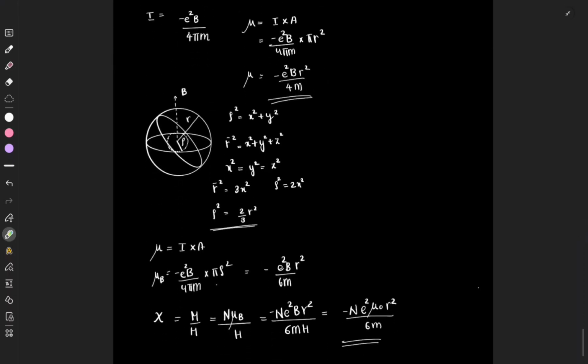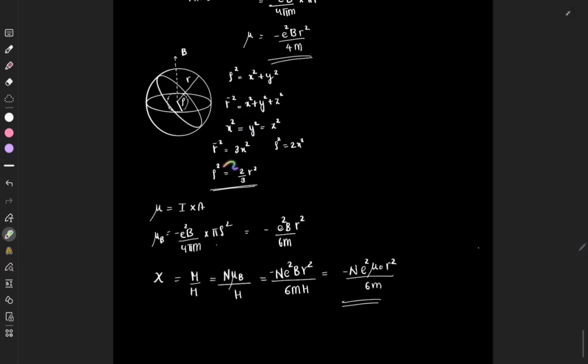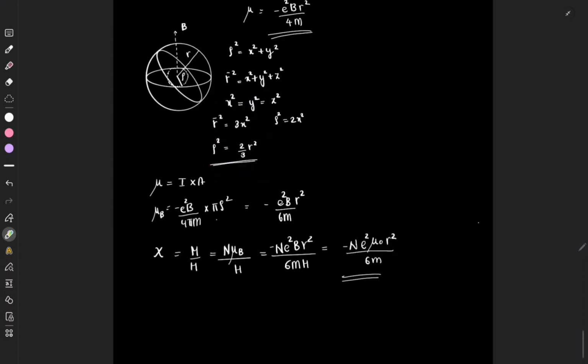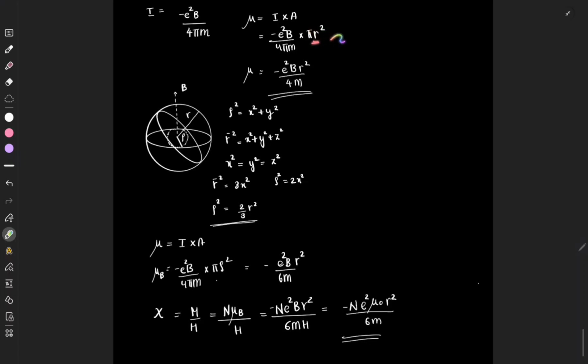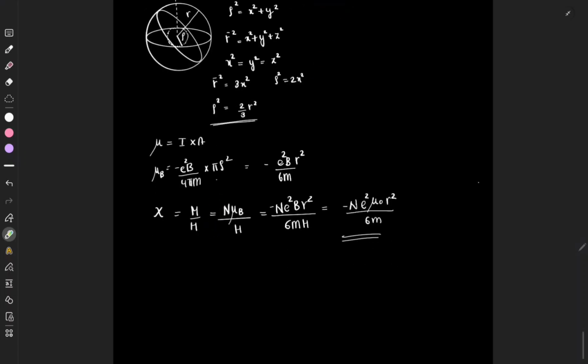In order to find rho square, you draw this diagram. This is the projection, and rho square is equal to x square plus y square, and then r square is x square plus y square plus z square. You just substitute and you'll get the value of rho square in terms of r square. Then instead of using r square, you use rho square and substitute the value, and you get mu B.